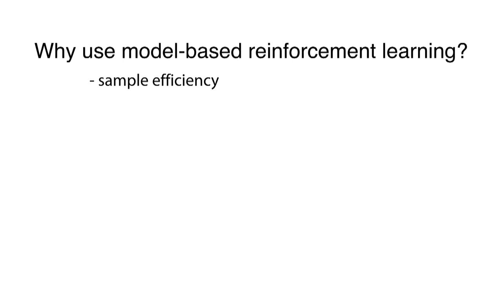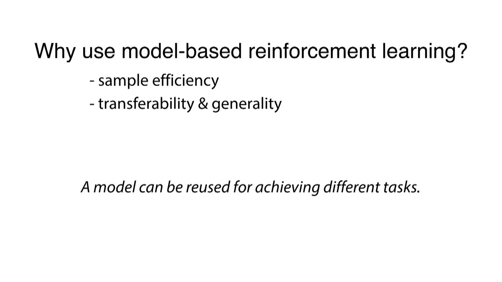The second benefit of using model-based approaches is that they're generally more transferable across tasks. If you learn a model of the world, a predictive model of what the environment looks like, you can reuse this model for achieving different tasks. If you learn a single policy, that policy is good for one task. Whereas if you're able to predict what the environment is going to look like, that's independent of the task that you're trying to achieve, and you can then plan with that model to achieve different tasks. I'll be giving some more examples of this later in the lecture. So these are the two main benefits of using model-based methods. There are others, but these are the two reasons why you might want to use model-based methods.